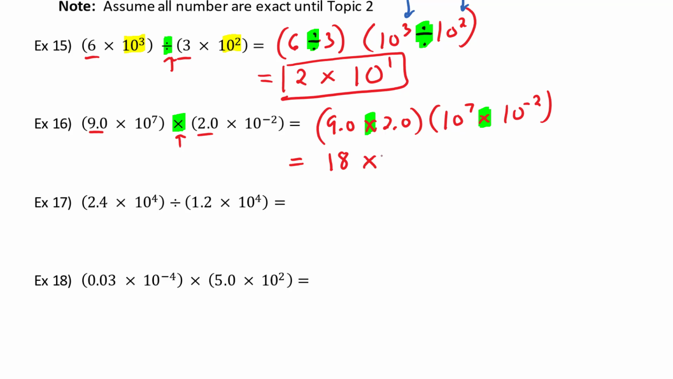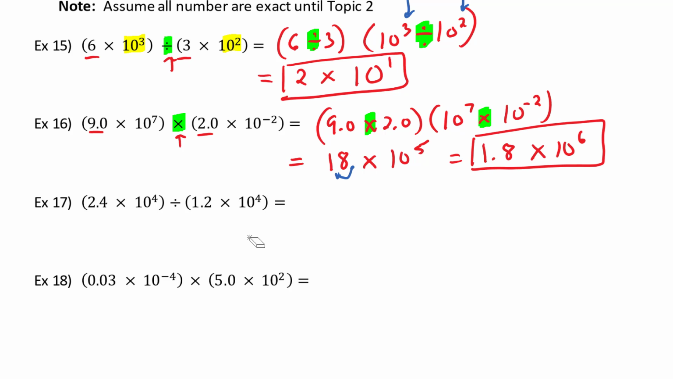10 to the 7 times 10 to the minus 2. I'm adding them. 7 plus minus 2 is going to be 10 to the 5. This number is not in proper scientific notation. I move the decimal place over 1, giving me 1.8. I made a big number smaller, so therefore I have to increase my exponent by 1. Final answer.